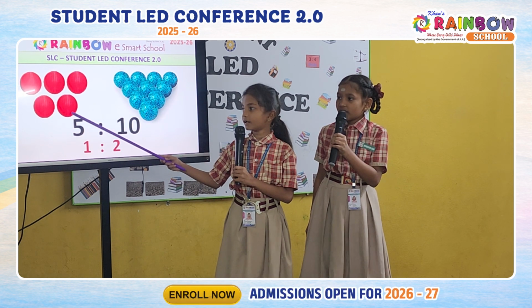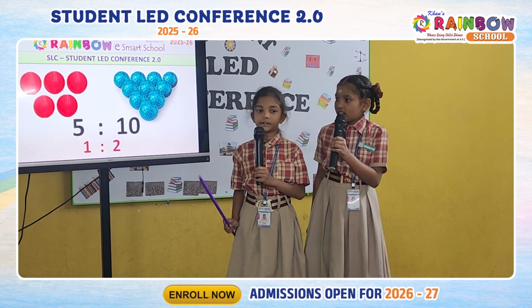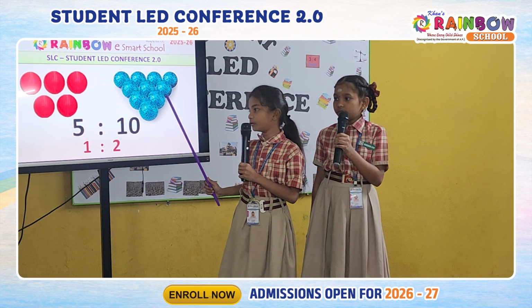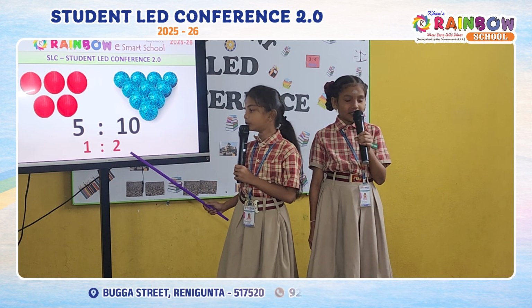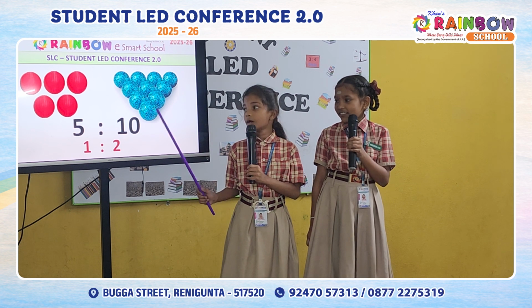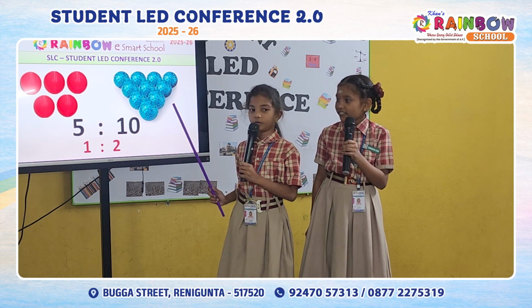There are 5 red balls and 10 blue balls. Ratio of red balls to blue balls, 5:10 equals 1:2. This means for every 1 red ball there are 2 blue balls.